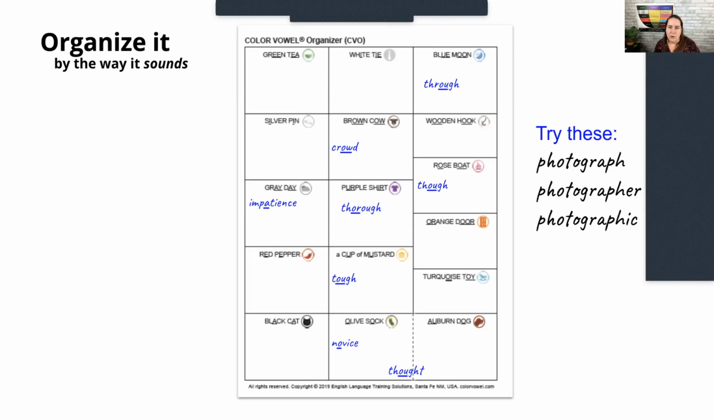We'll find that there in rose, boat, photographer, and photographic. Okay, so you can see how this organizer is a daily tool. It's something your learners should have out all the time, and it is available on our website for free. So you can have it right now with a video on how to use it.